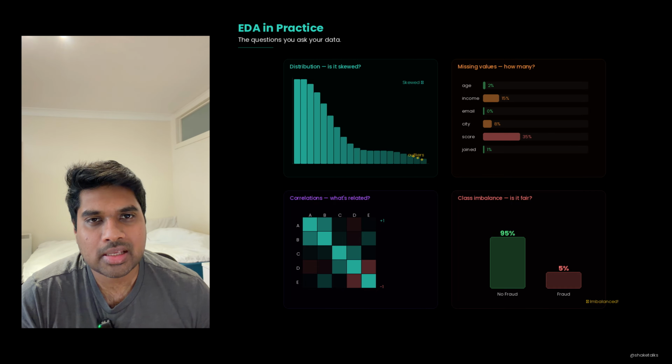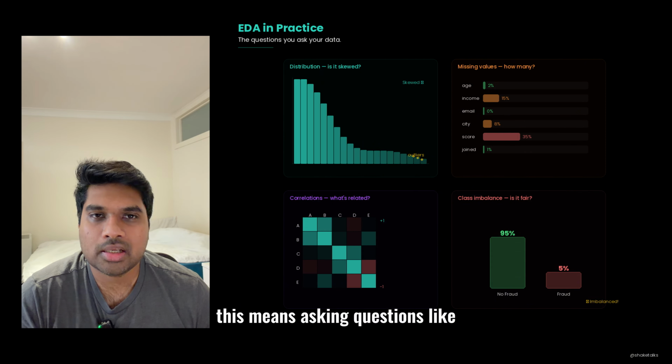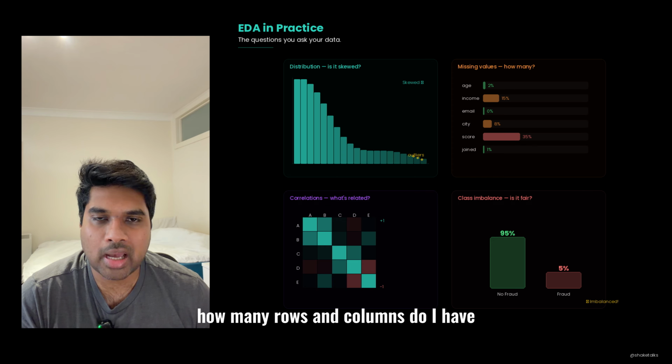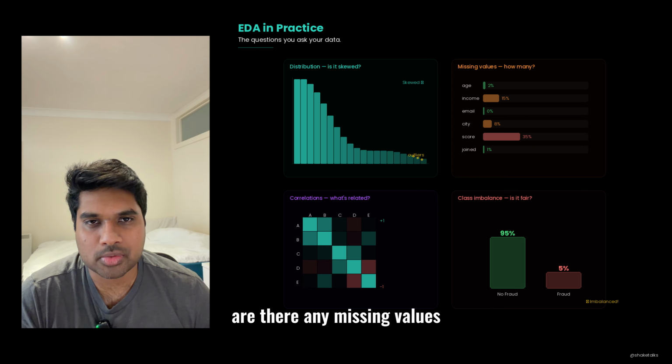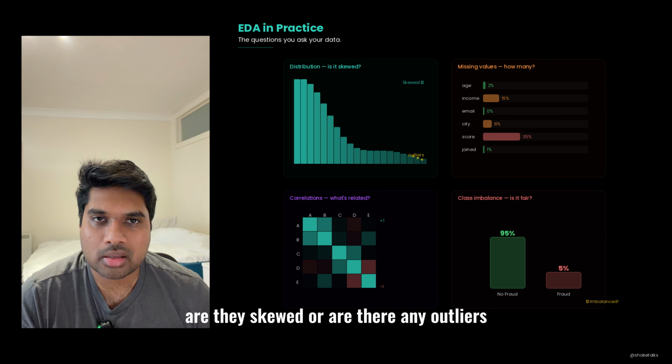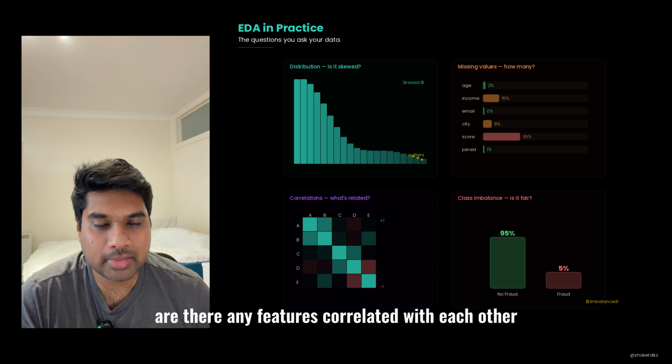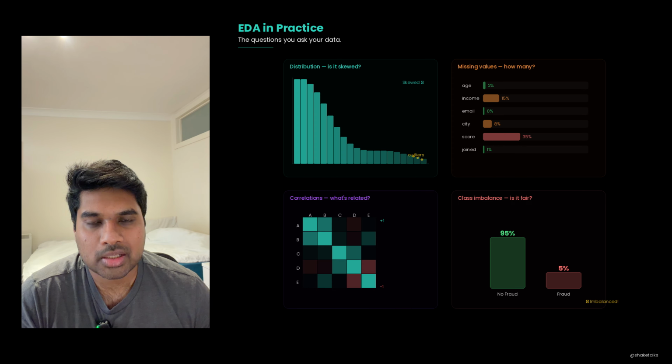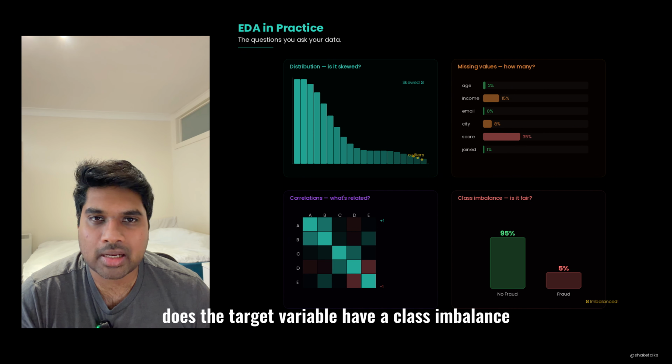In practice, this means asking questions like, how many rows and columns do I have? Are there any missing values, and how many? What do the distributions look like? Are they skewed? Are there any outliers? Are there any features correlated with each other? Does the target variable have a class imbalance?